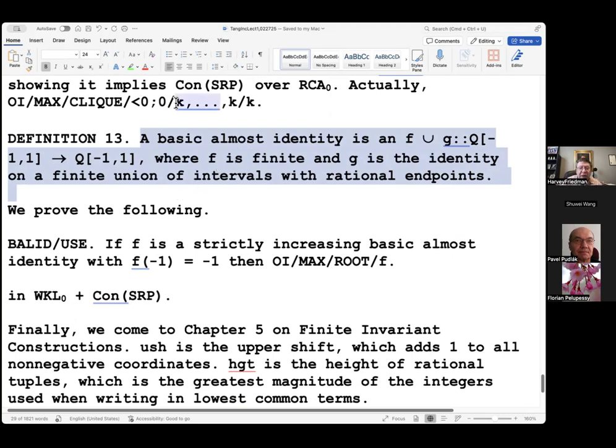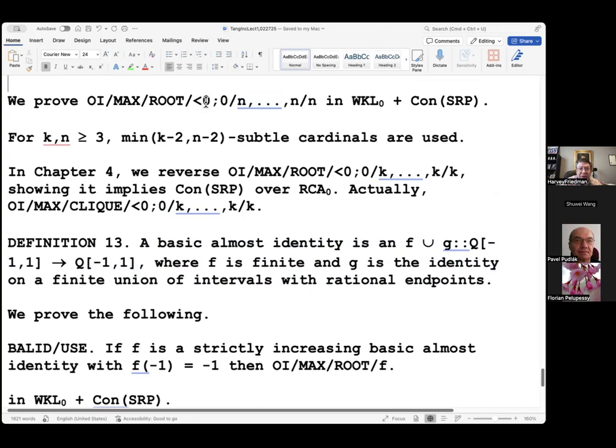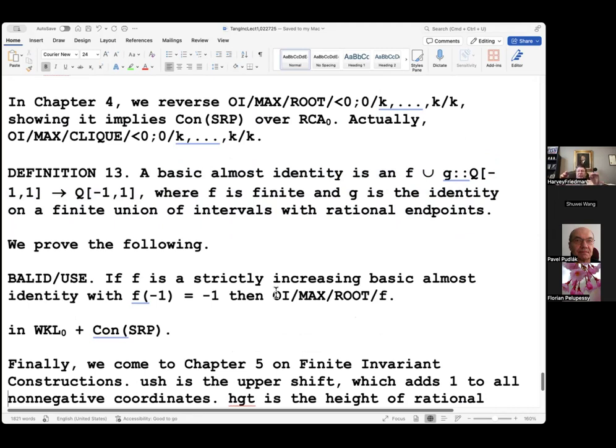Among the basic almost identities are, of course, these, because this is the identity on an interval, this interval, but less than zero numbers, negative. And then there's this finite part up here. But in the general case, there can be some finite stuff here, and then some interval here, and then some more finite stuff here, and then an interval here, and so forth. Of course, as I said, strictly increasing is the only thing of any interest, because in order to be usable, you have to be strictly increasing. This is a basic thing.